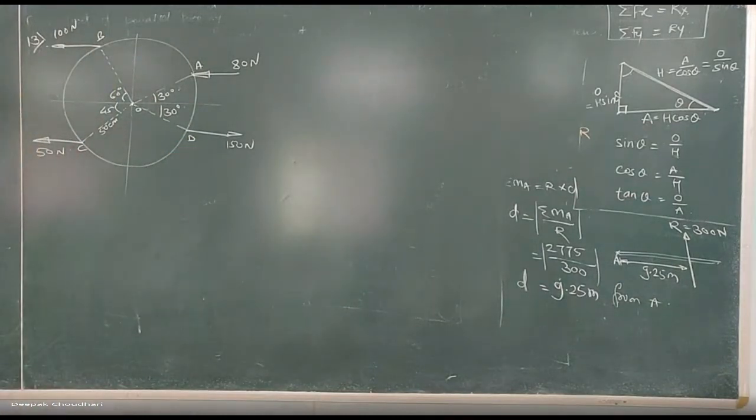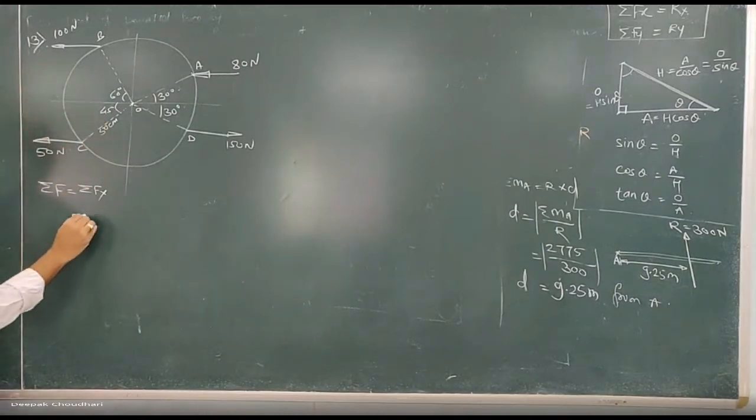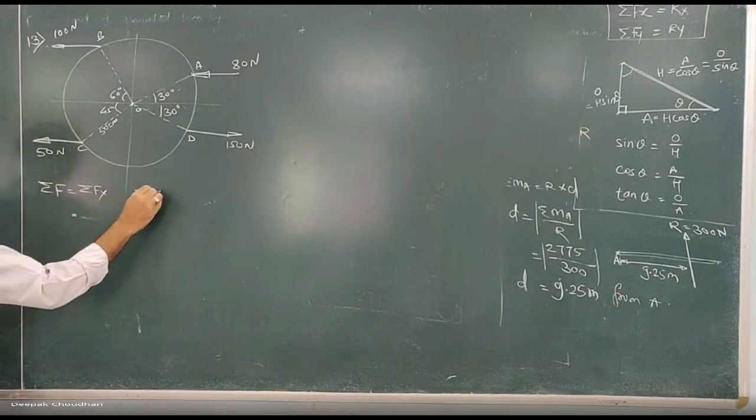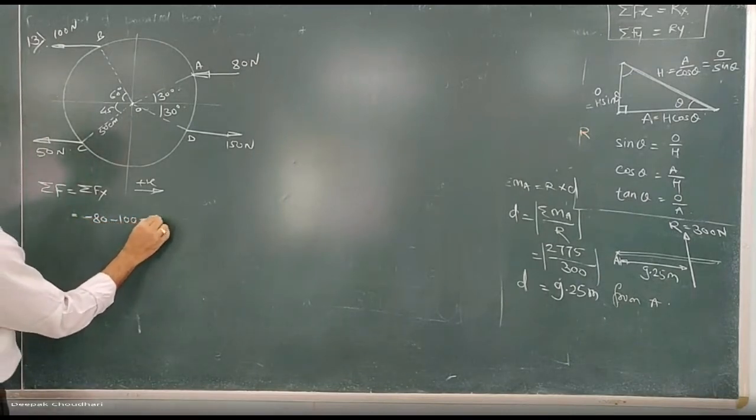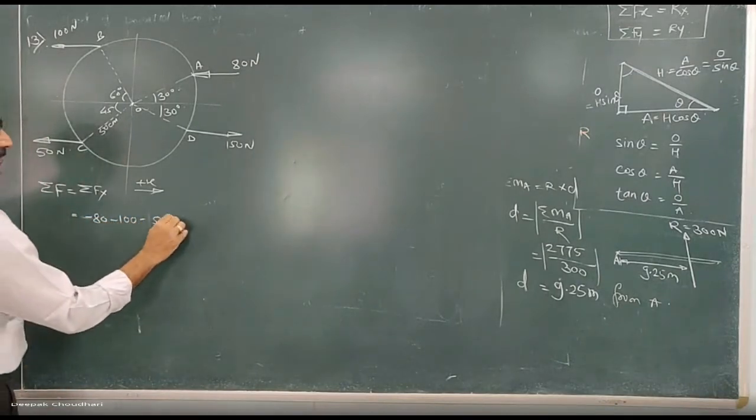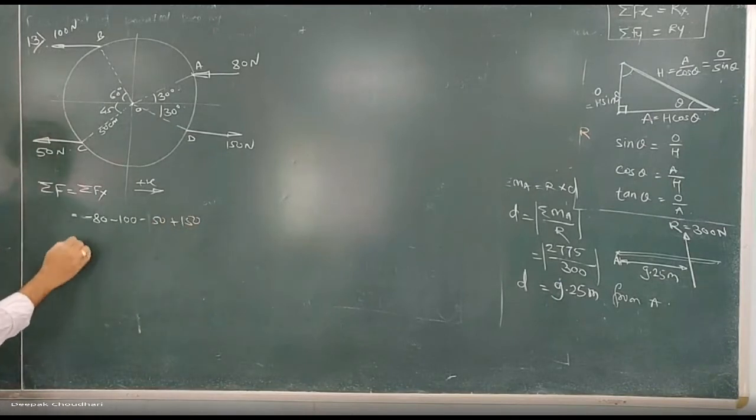Here, the first step: if you observe, the force system is a parallel force system. Since it's a parallel force system, no need to resolve them. Here you have to calculate summation of F, and all forces are acting along x-axis, so it is summation of Fx. In this question, summation of Fy is 0. So summation of Fx equals, with the sign convention that force acting towards right is positive and towards left negative, minus 80, minus 100, minus 50, plus 150, sorry, minus 150. So this 150 and 150 get cancelled. The answer is minus 80 Newton.